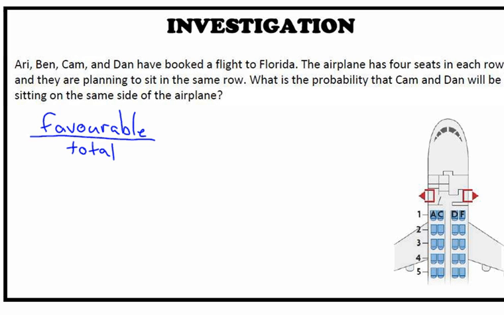Sawyer, you said 4? How many different ways can Cam and Dan sit on the same side of the airplane? So if you just look at the first row, we're just going to look at one row, right? So we have A, C, D, F for some reason. How many different ways can Cam and Dan sit on the same side?